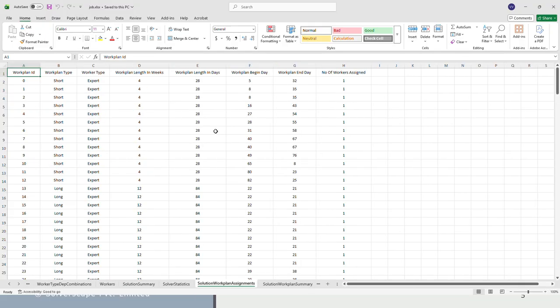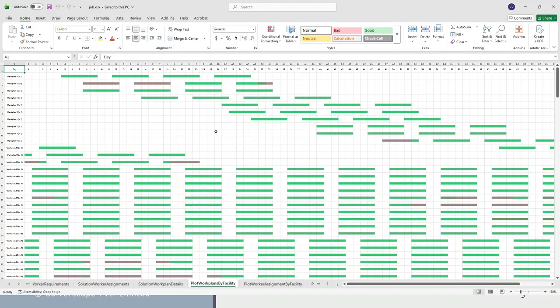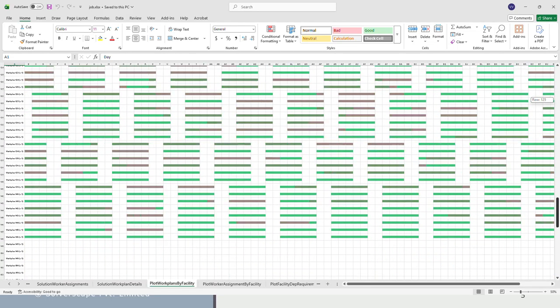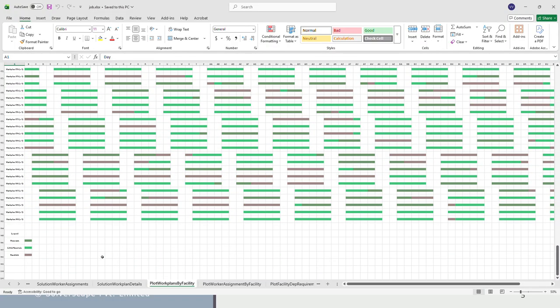So all the other tabs here contain the solution information in detail, but it might be more interesting to look at the plots of these solutions. So here are the work plans that the model created. Some of them are 4 weeks long, some of them are 12 weeks long. The model created a total of 191 or 192 work plans.